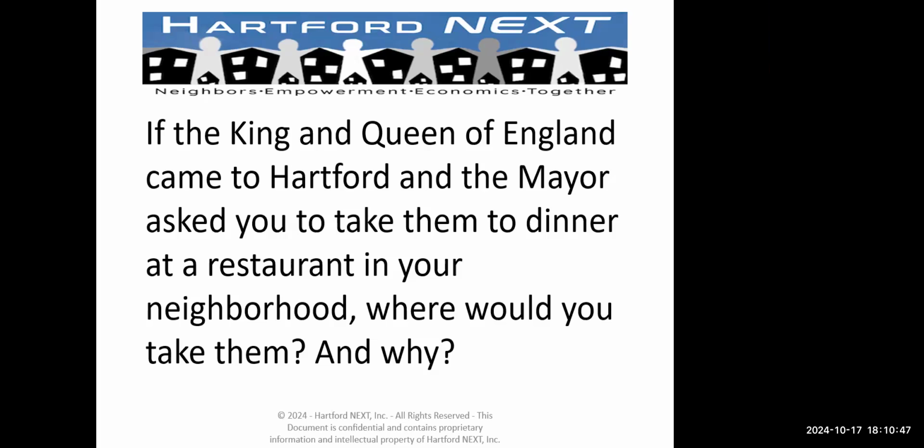Good evening. Pardon the fact that you can't see me. I am driving. But I'm Charles Teal, Chairman of the Public Safety Committee for Northeast Neighborhood Revitalization Zone Committee. If I had a choice in my neighborhood, I would say Moe's. I bring them there for breakfast at Moe's. You can't do better than that.